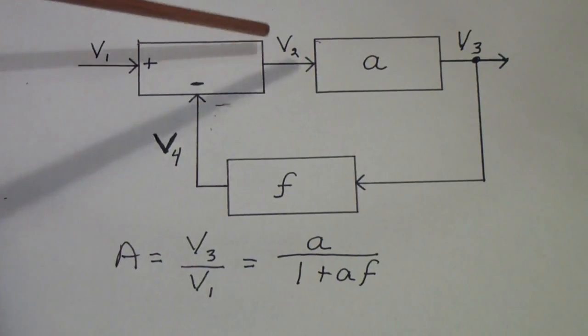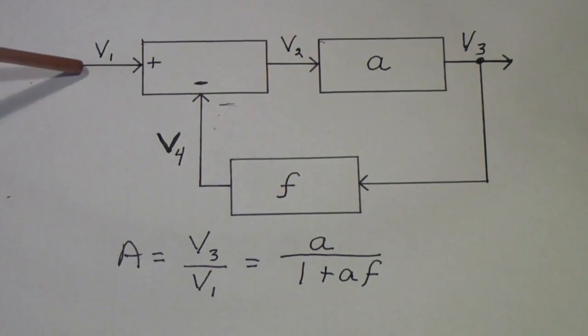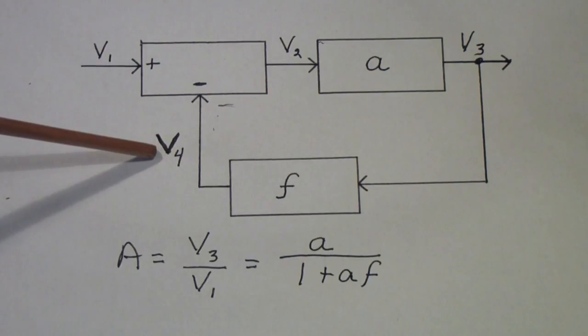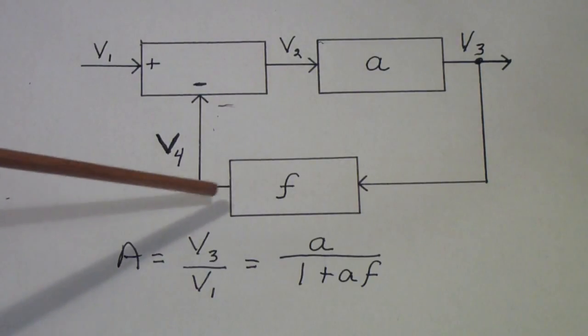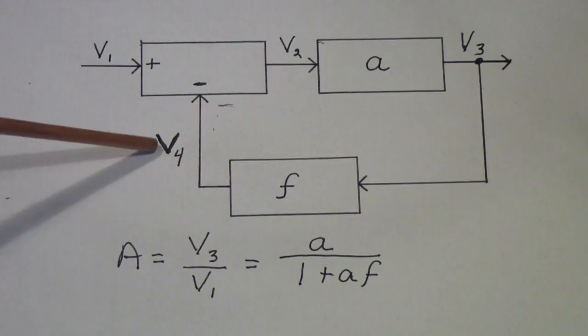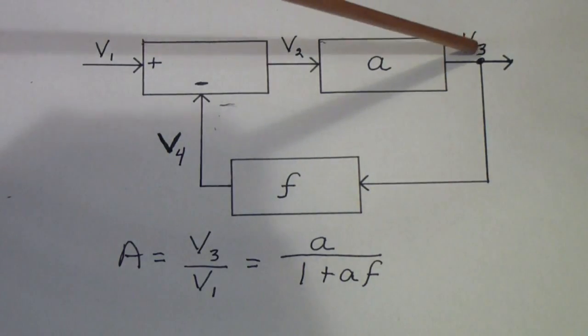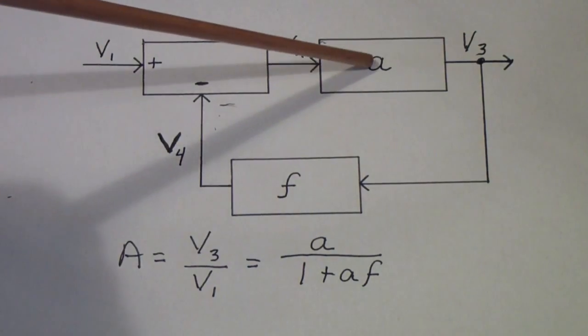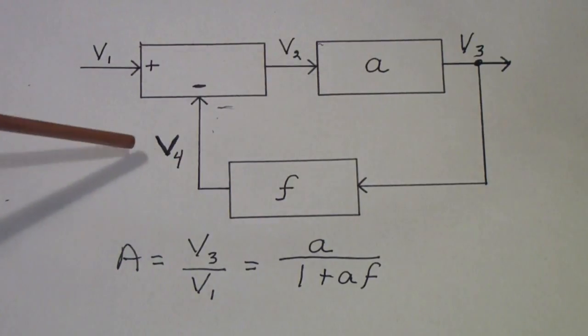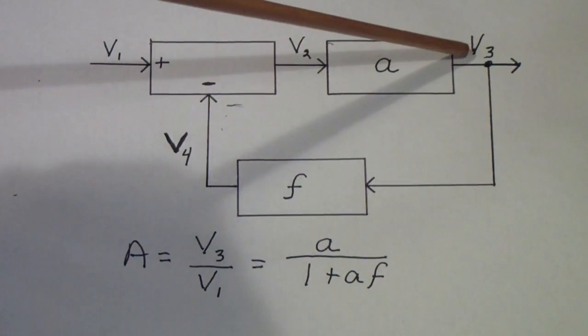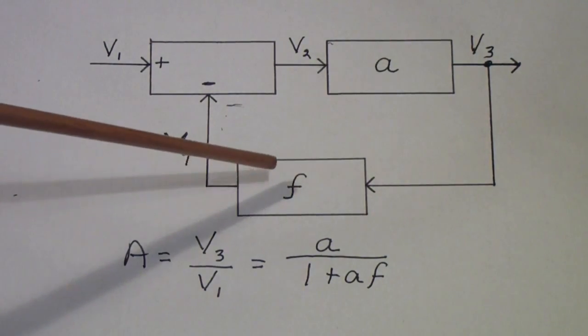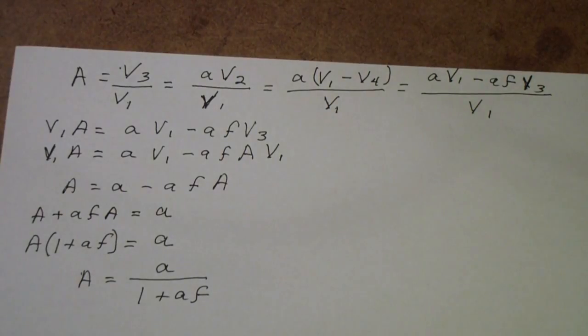So what I'm going to try to do is to show you how we derive this equation for the system gain. This voltage is simply the input voltage, V1, minus the feedback voltage at the output of the feedback network, V4. V3 is simply V2 multiplied by A. V4 is simply V3 multiplied by F. So here's how we derive that equation.